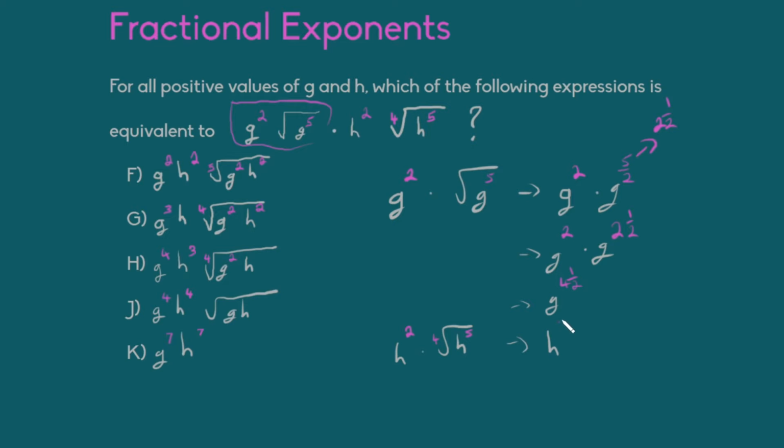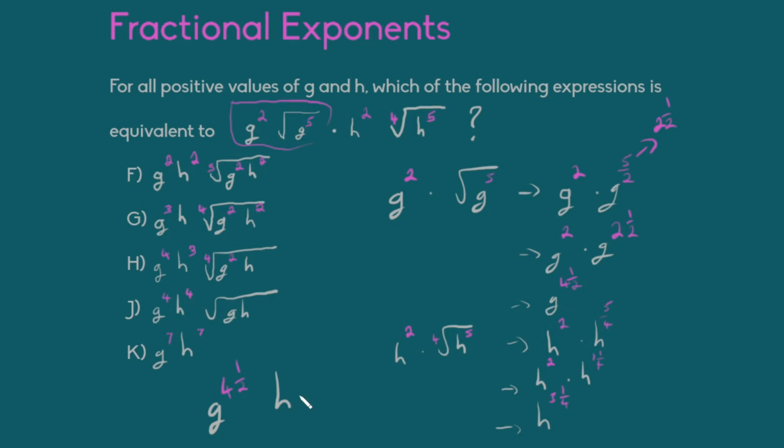So we have h squared multiplied by h to the 5 over 4. And 5 over 4 is 1 1/4. So we have h squared multiplied by h to the 1 1/4. When we add those exponents together, we have h to the 3 1/4. So now we have our g and our h terms rewritten in different forms. We have g to the 4.5 and h to the 3 1/4.